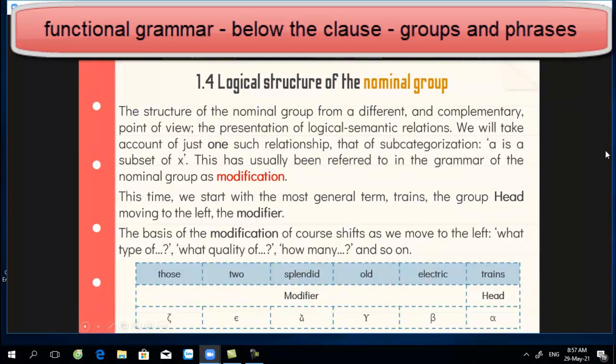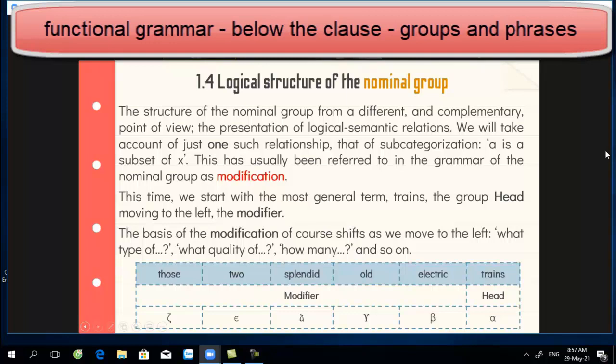The next part is the logical structure of the nominal group. The structure of the nominal group from a different and complementary point of view, the presentation of logical semantic relations. We will take account of just one such relationship, that of subcategorization. A is a subset of X. This has usually been referred to in the grammar of the nominal group as modification.